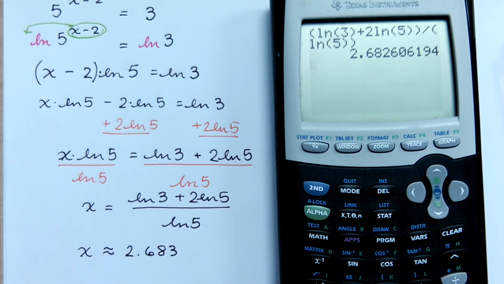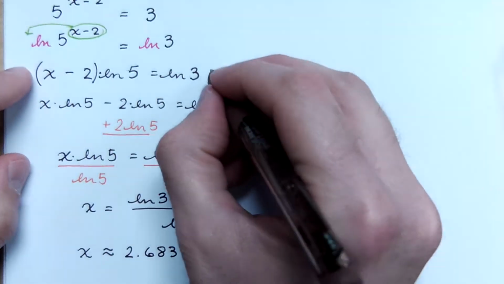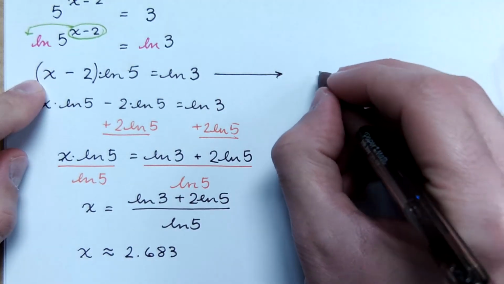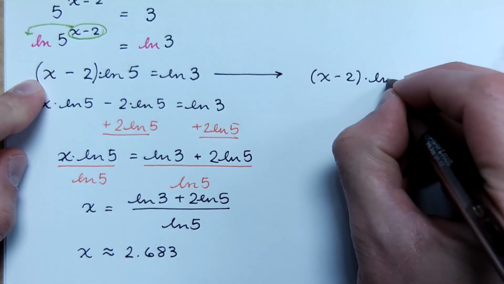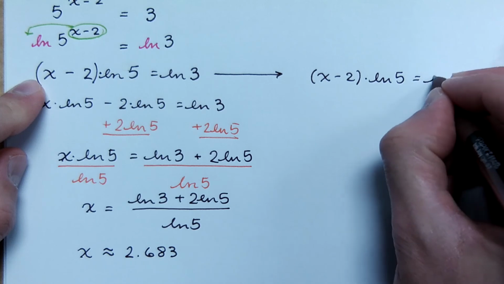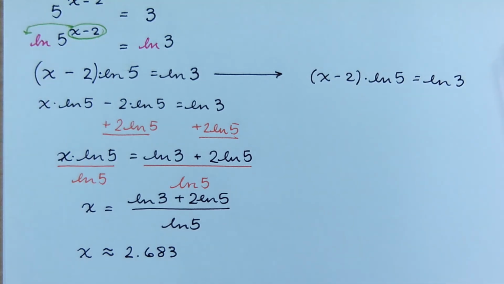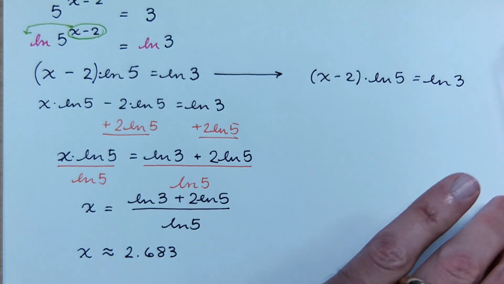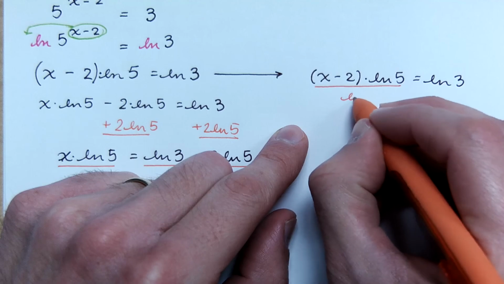Now, this is not the only way that you could have solved this problem. Let me take you from this step right here, where we have x minus 2 times the natural log of 5 equals the natural log of 3. From this stage, we could have divided both sides by the natural log of 5.